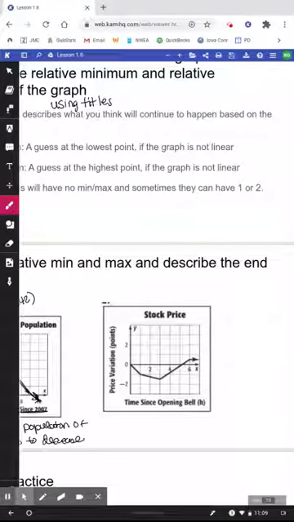On this one, I would say it has a relative min right here. And I would say it's about 3, -1.5. And I would also call this one a relative max. And that one is at 6, 0.5.